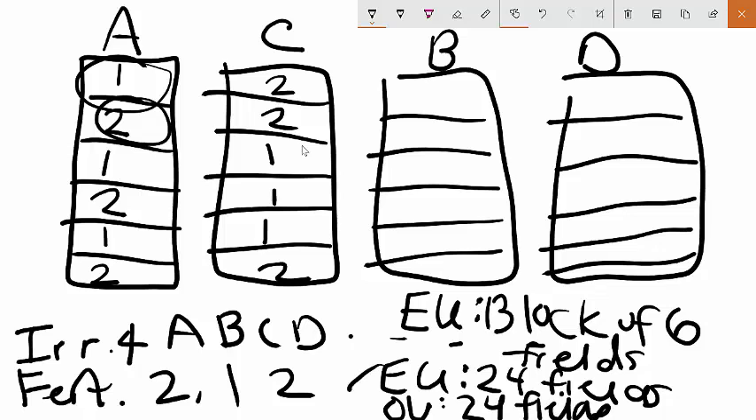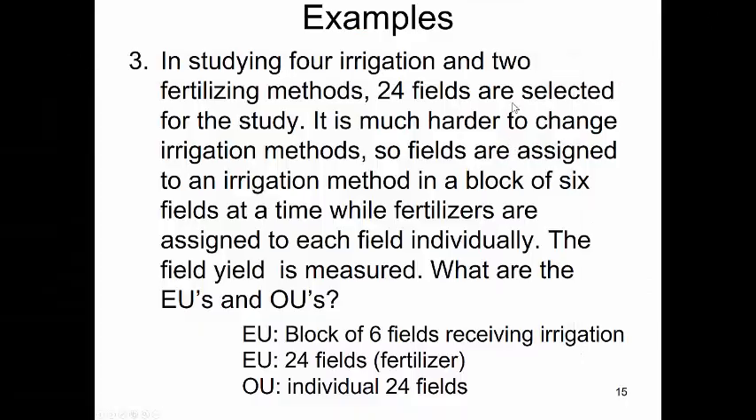In many cases, your EU and your OU can be the same thing. This one's just a little bit different because you have 2 EUs here. And again, this is called a split plot design, and we'll spend at least another lecture talking about split plot designs. Okay, so let's go back to a little bit more of the terminology.